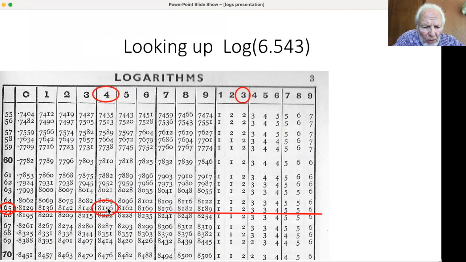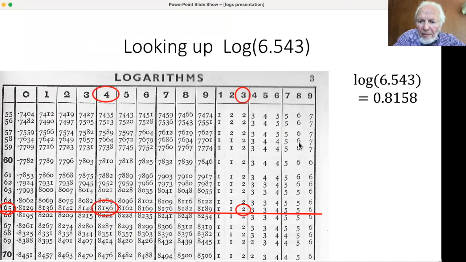What we're looking for is 3/10, or we're looking up a 3 here. We're looking 3/10 of this distance from here to here, and that's, well, this table tells us is 2. So that tells us that log of 6.543 is 0.8158.